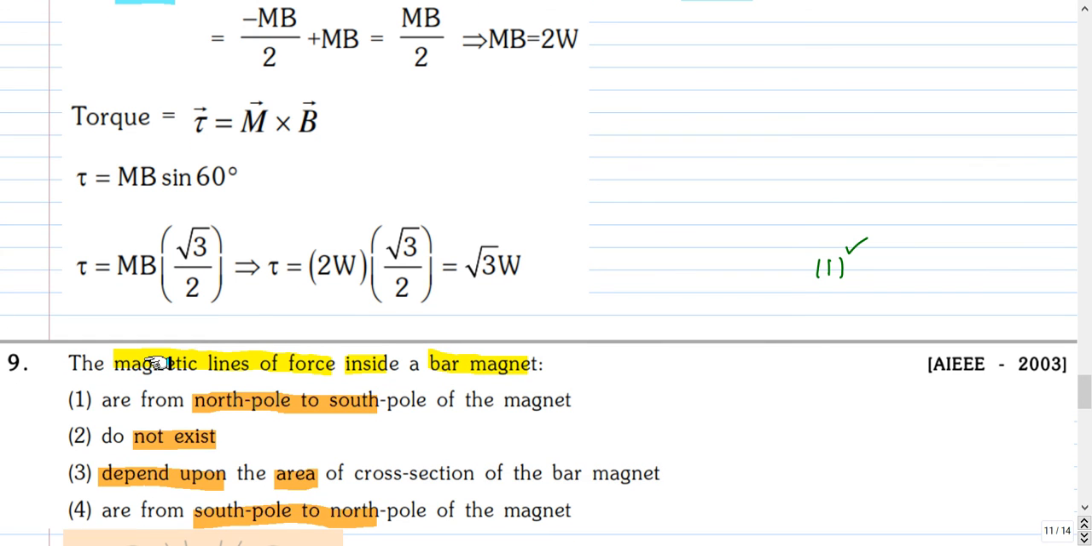This is the next question. The magnetic lines of force inside a bar magnet: 1, are from north to south pole, 2, do not exist, 3, depend upon area of cross section of bar magnet, 4, are from south pole to north pole. You can pause and attempt this question.